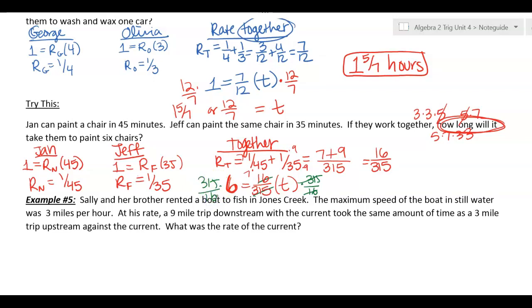And then I'm going to just kind of reduce that as much as I can. So 6 and 16 are both divisible by 2. So this gives me 315 times 3, which is 945 over 8, which is 118.125 minutes. Or if you wanted to convert that to hours, since it's a large number, you could divide it by 60 and you could get almost 2 hours.